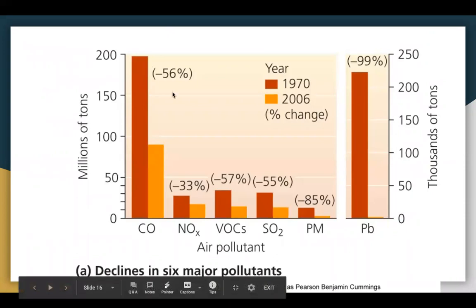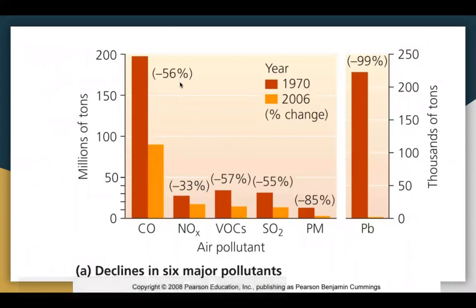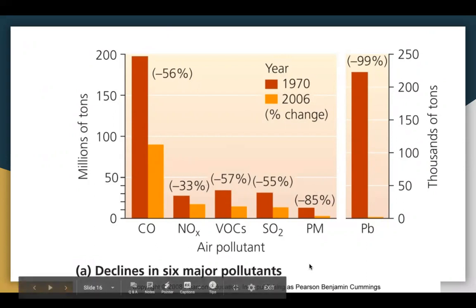And so what we've seen is that over time, these 6 major air pollutants have decreased. So if we had to make a claim, we would say that the amount of air pollution has decreased from the 1970s to 2006. Here you can see the percent change, and that's due to the Clean Air Act.